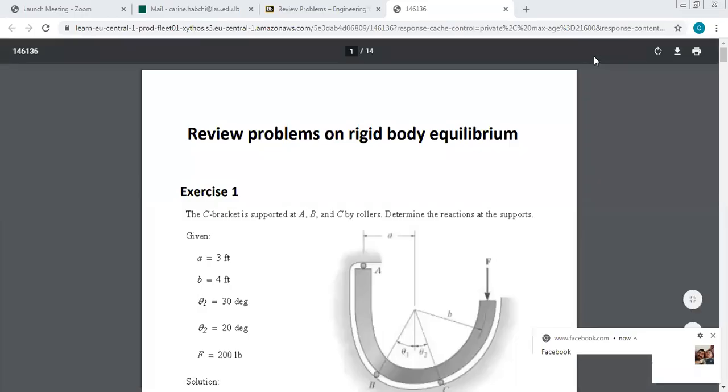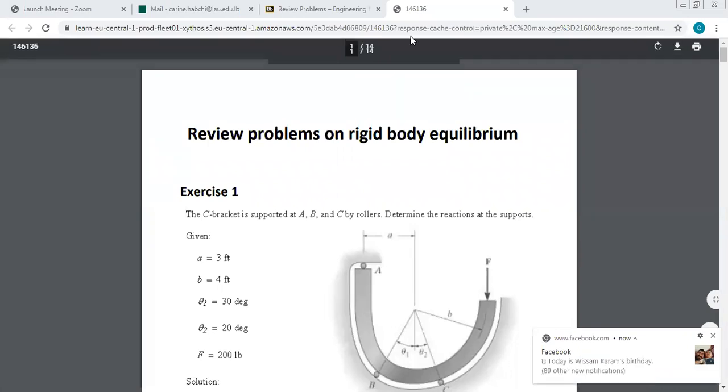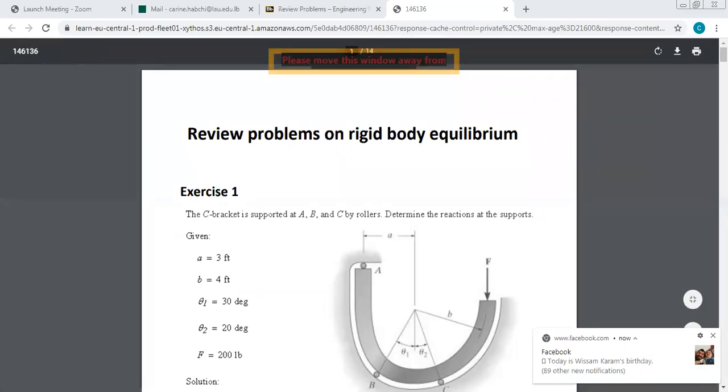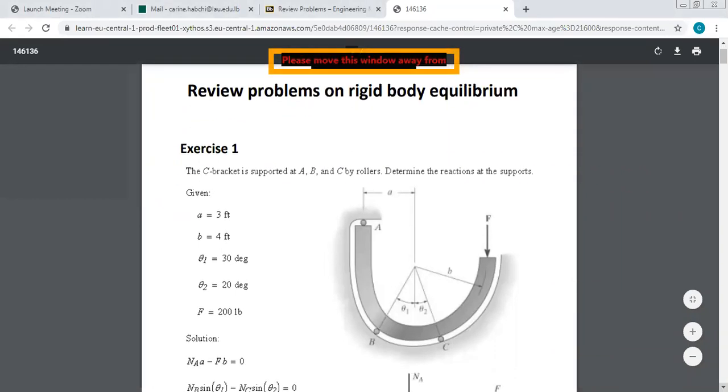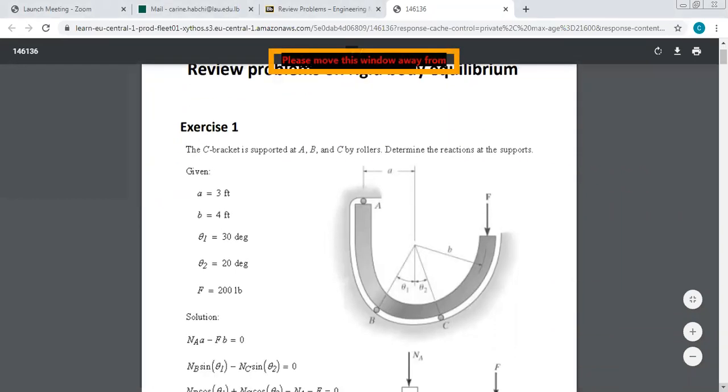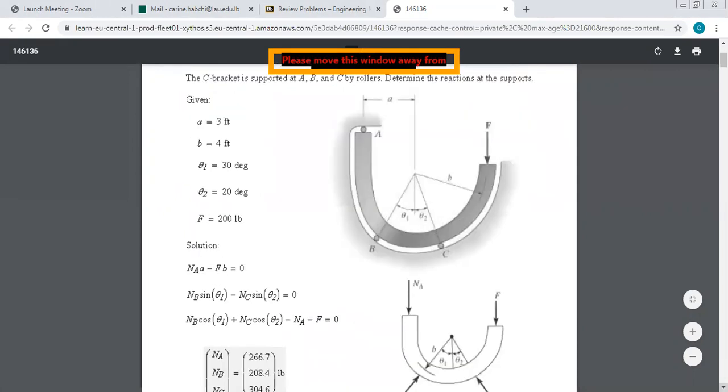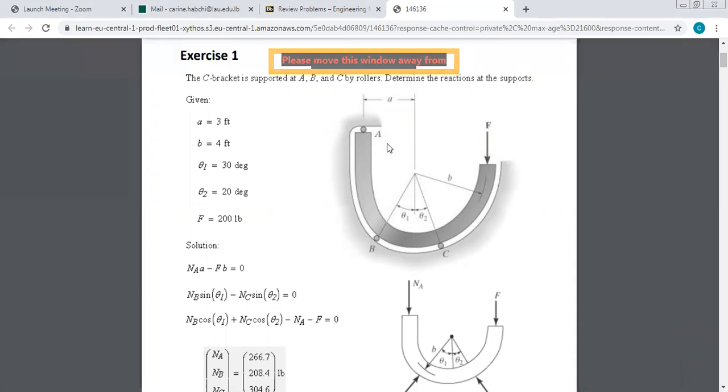We will start today to do review problems on rigid body equilibrium. So first, in the first problem, the C bracket is supported at A, B, and C by rollers. Determine the reactions at the support. When you have equilibrium, you can have 2D or 3D problems. If you have a 2D problem, then you can write 3 equations of equilibrium.